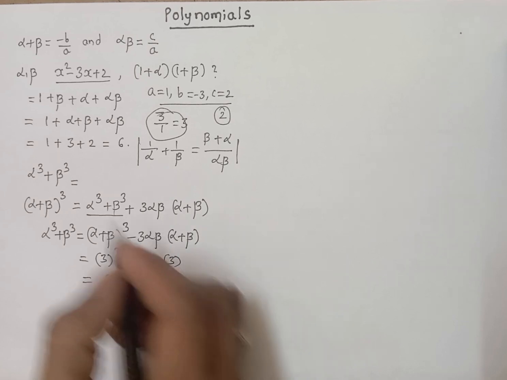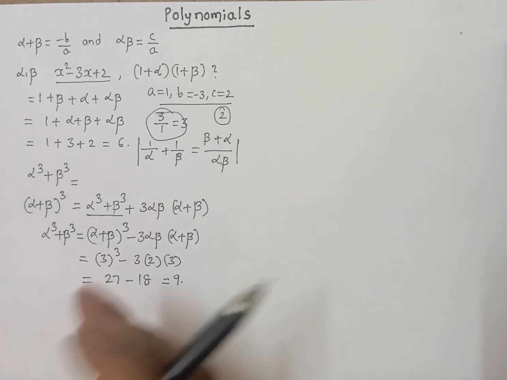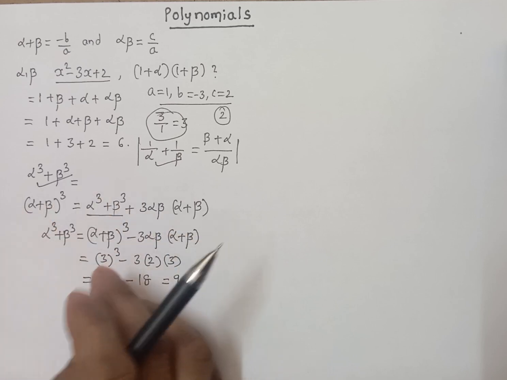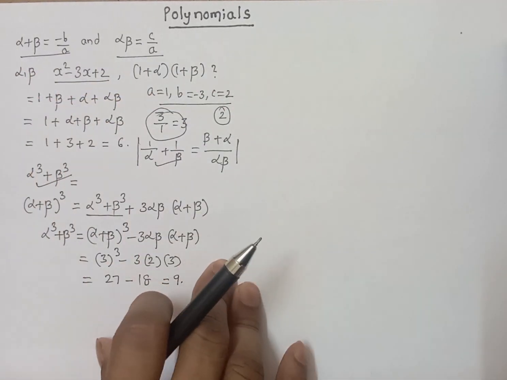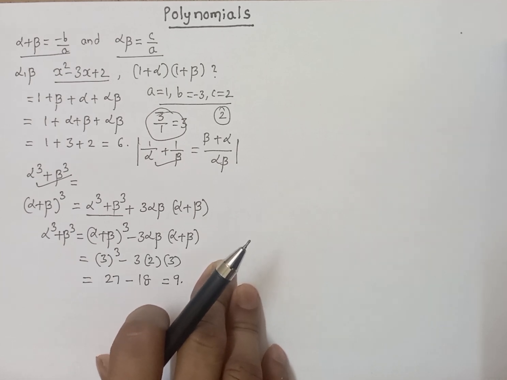So in this way, after giving alpha and beta as zeros, you may be asked 1 plus alpha into 1 plus beta, otherwise 1 by alpha plus 1 by beta, otherwise find the value of alpha cube plus beta cube. This is totally based on the formulas, that is the relation of the sum of the zeros and the product of the zeros. On this, we are going to get the maximum number of questions.